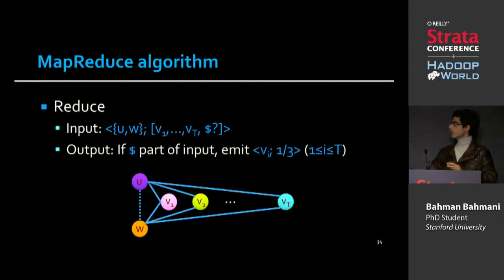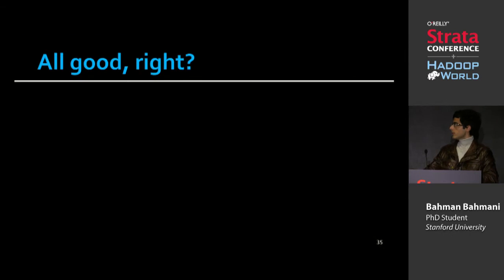But in general, it's just looking at whether there is this edge there, then it's saying that, okay, all of these are triangles and I need to count them. So very simple algorithm. So let's see if this is good. Again, it's a pretty simple algorithm. There doesn't seem to be anything wrong with it.